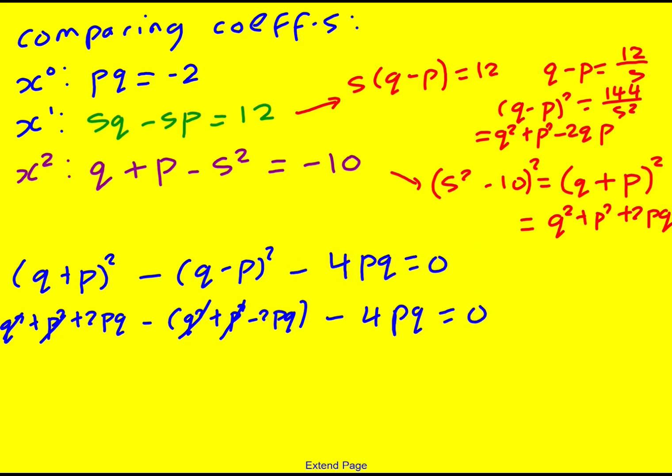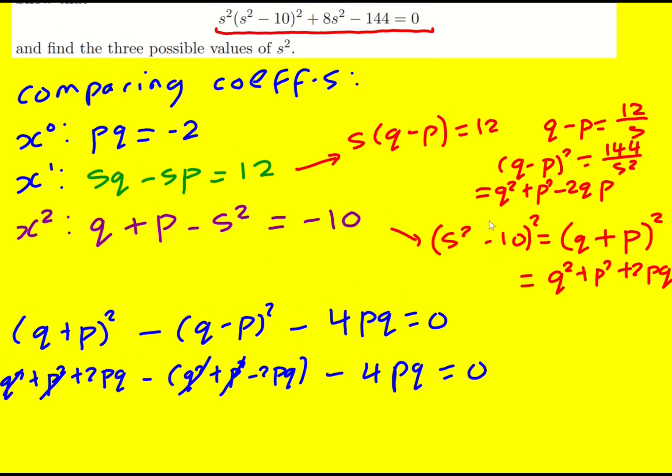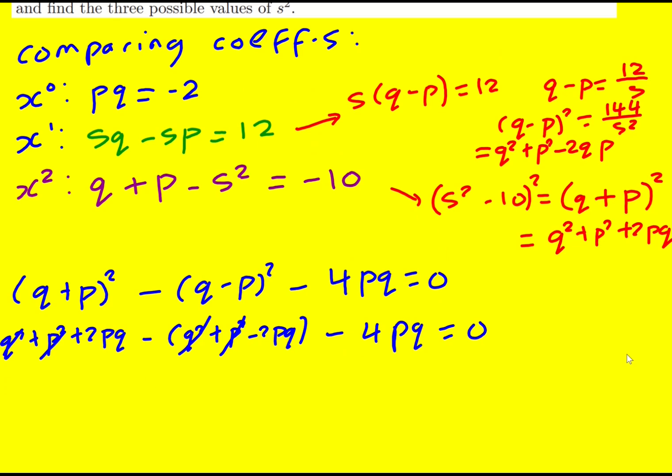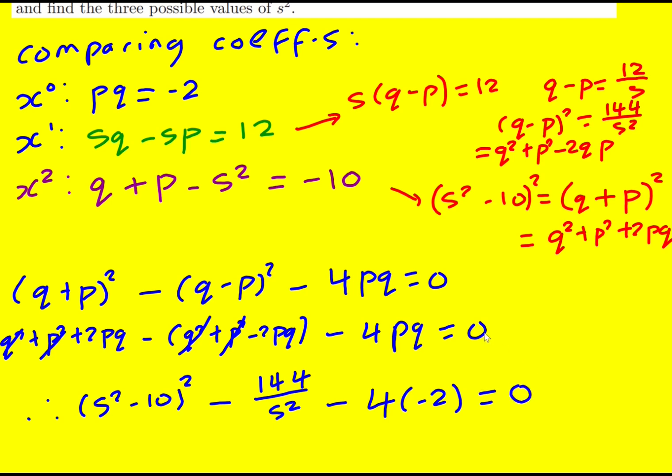That is something you need to realize in this question, or at least I feel like this is the quickest route. If you look at the answers, there's another way to do it, but I'm just going to stick with this one. I think it's the best one. So therefore we can now replace (q plus p) squared by (s squared minus 10) all squared. I can replace (q minus p) all squared by 144 over s squared. And I can replace 4pq by 4 times minus 2. And that's going to equal 0.